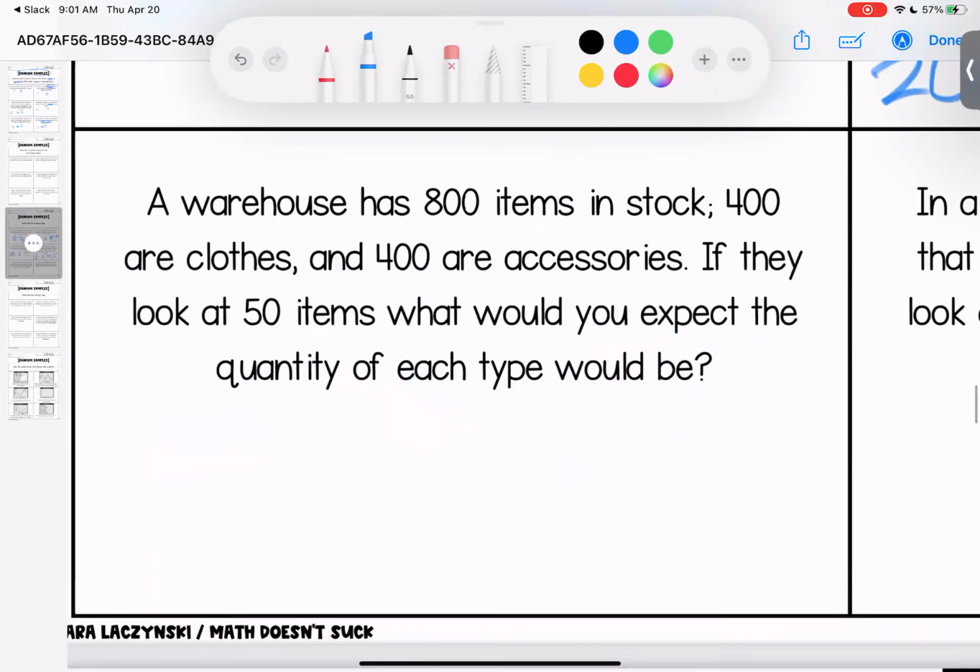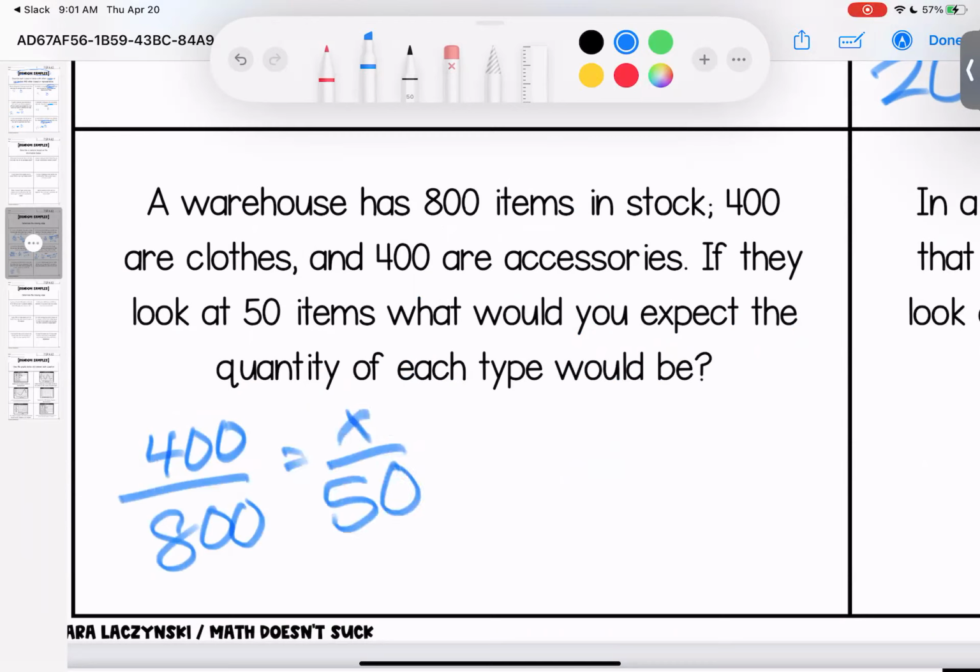A warehouse has 800 items in stock, 400 are clothes and 400 are accessories. If they look at 50 items, what would you expect the quantities of each type to be? So for this one, we have 400 out of 800 equals X out of 50. Now, some of you might have already been able to look at this and realize that this was 50%. If we do 50% of 50, we get 25, but you can always prove it with math.